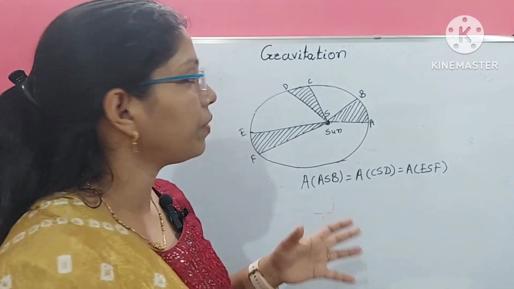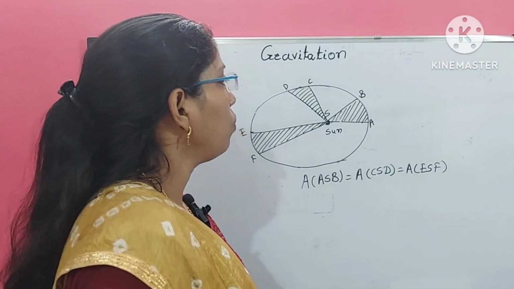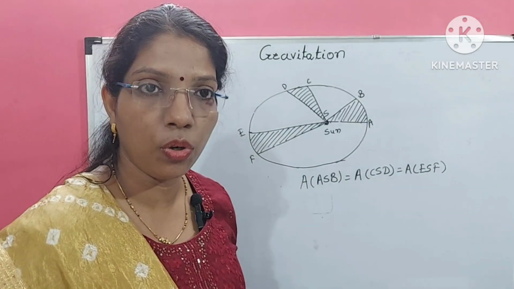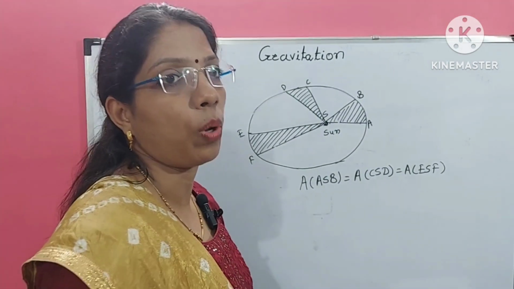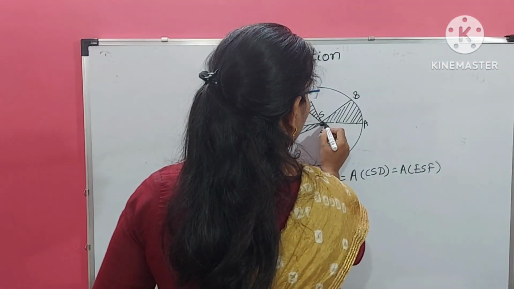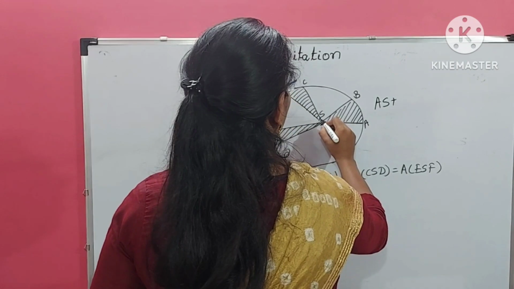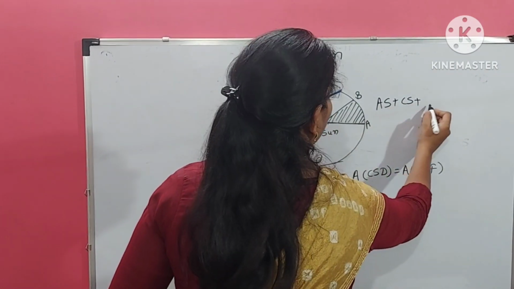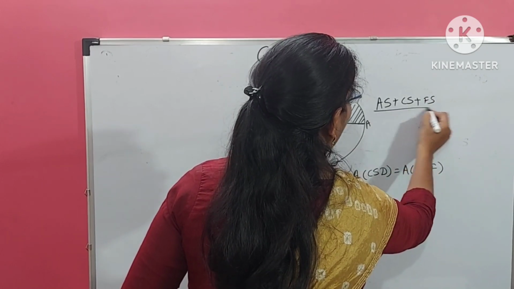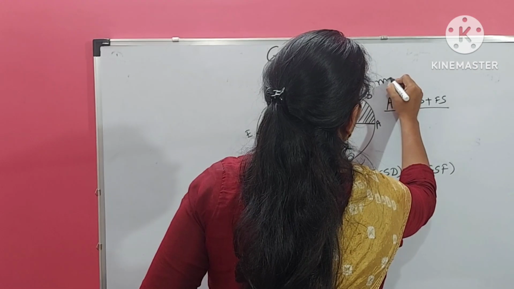So mean distance means what? We are going to see the third law, Kepler's third law. For the third law, we have to understand the period of revolution, what is meant by period of revolution, and what is meant by mean distance from the sun. Suppose this is one distance AS, plus another distance CS, plus another distance ES. So we have to take the distances and divide it by 3. That is called the mean distance.